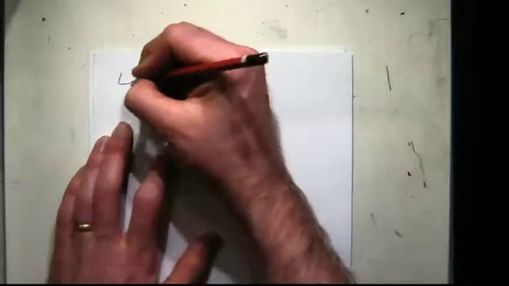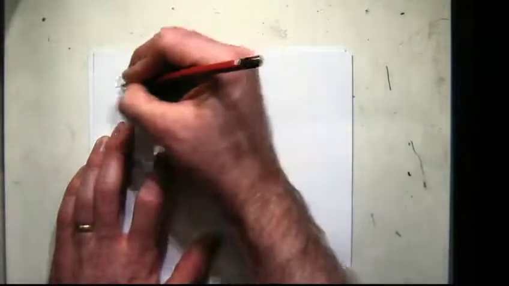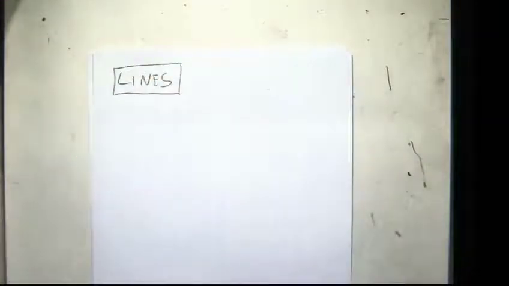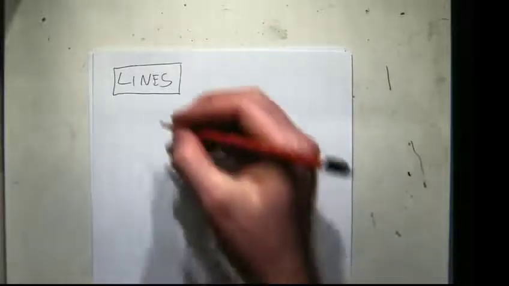Okay. So first I'll start with lines. So it turns out, based on centuries of experience from our forefathers, that any equation that looks like any of these things must be a straight line.